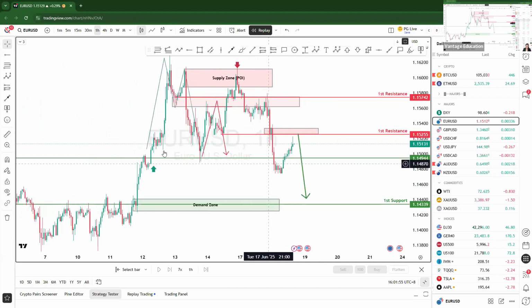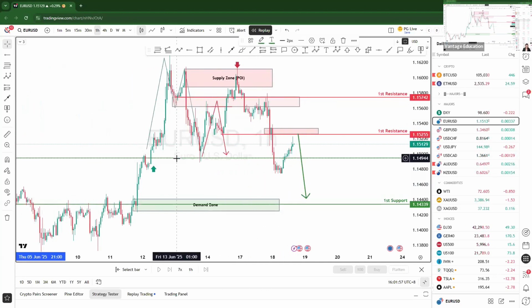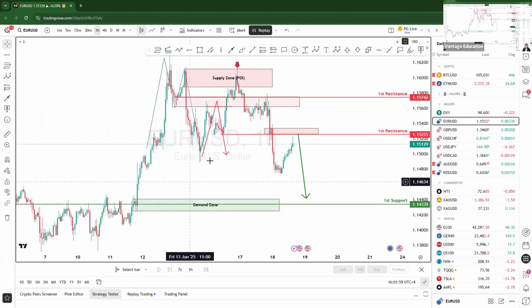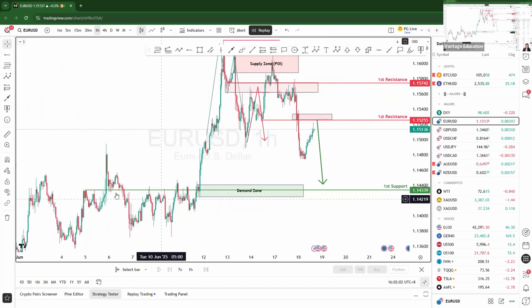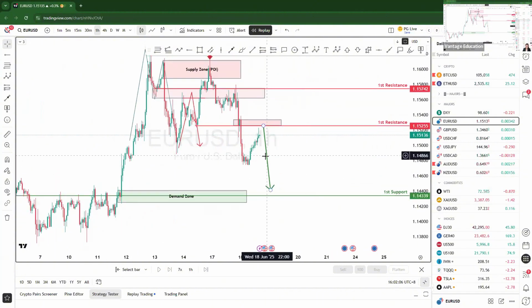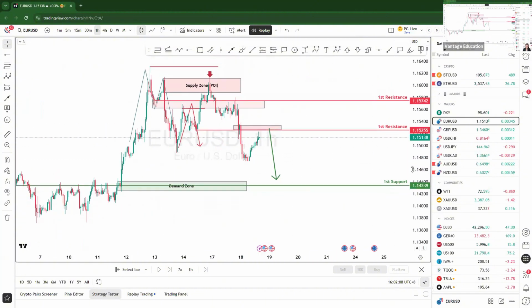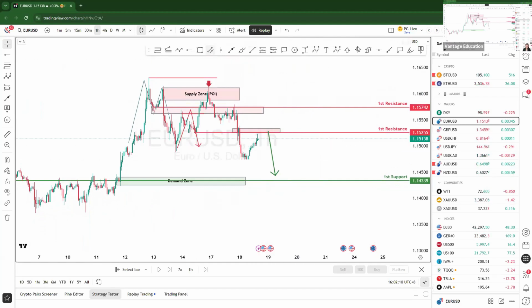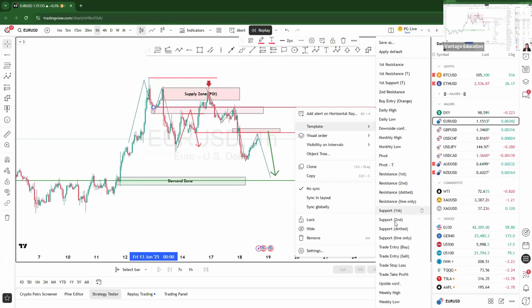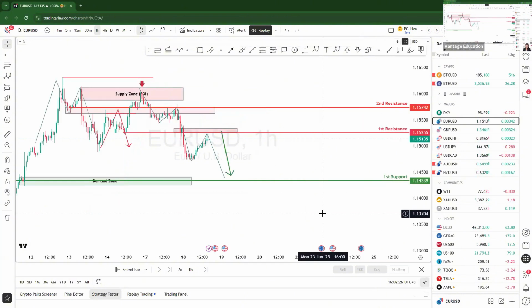Okay, this level it breaks, so I'm not going to be looking at this level. The next key level I'm looking at is here, overlap, and I have a demand zone here. So basically I'm looking at this level, and price could make a lower low, lower high, and continue. If price breaks above the first resistance level, this one you could identify as your second resistance level.